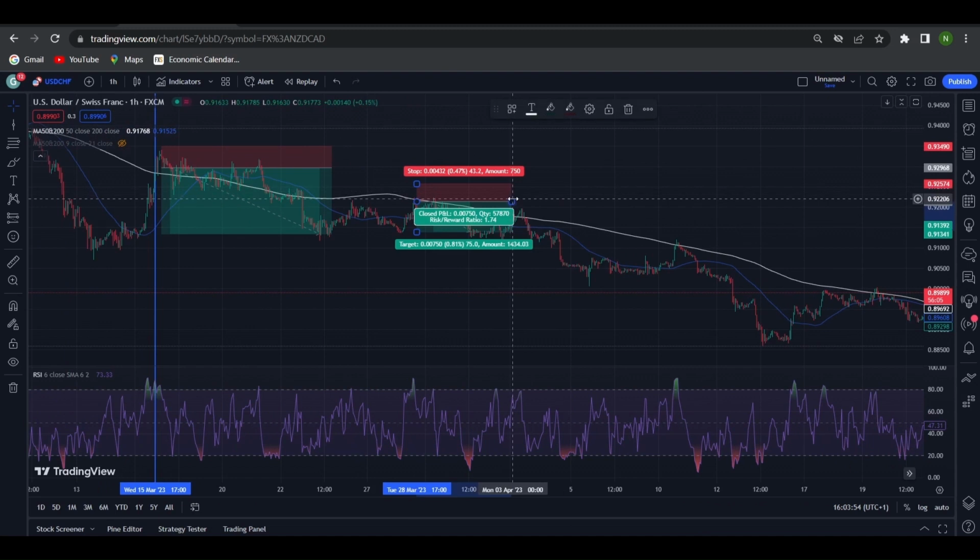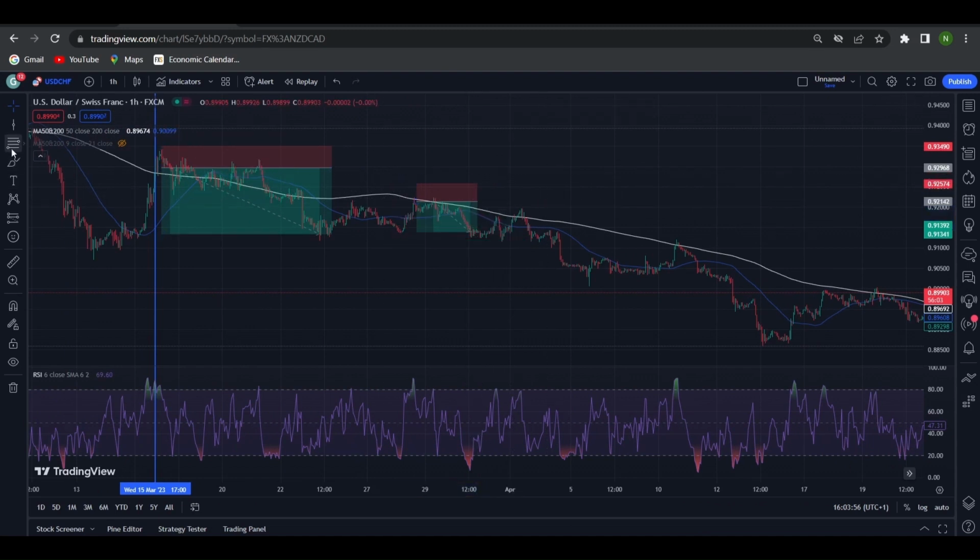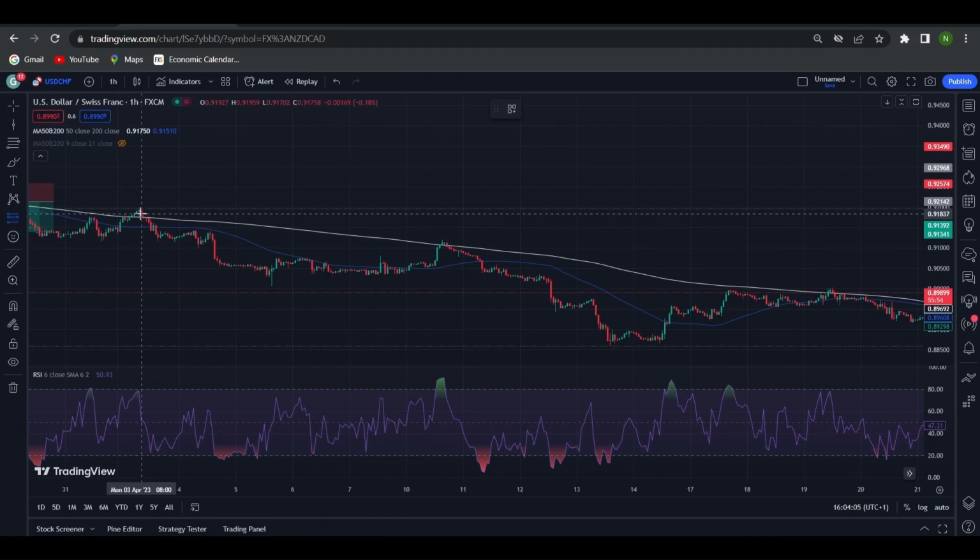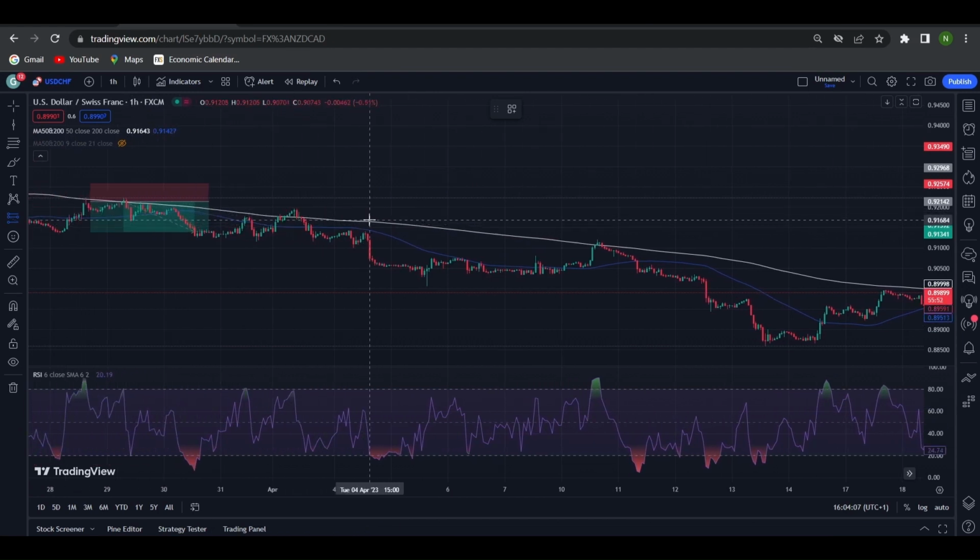So you can see, without putting too much thought into it, just by simply following our simple rules, you can see each time it reaches an overbought area. So this could have been an entry, this could have been an entry. So it depends on how aggressive you want to be.